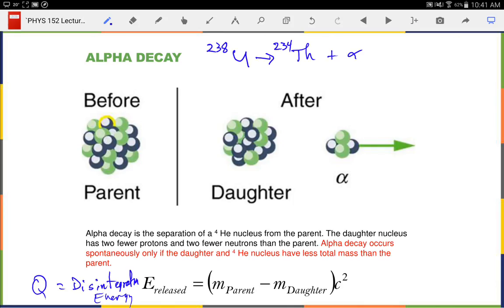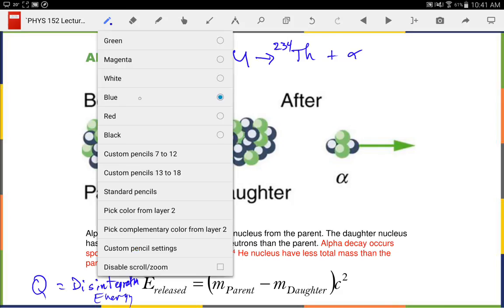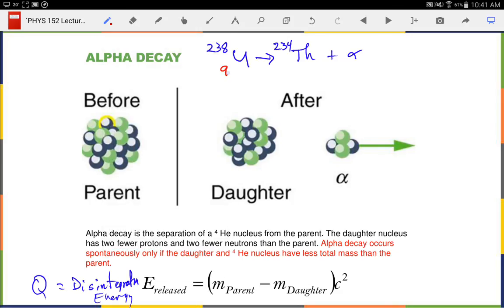Yes, good move. Turning around, it's 92, and I'm going to write in red 92 protons for the uranium. The thorium has 90. The alpha has 2. Alpha is a 2,4. We have certain conservation rules we have to have.